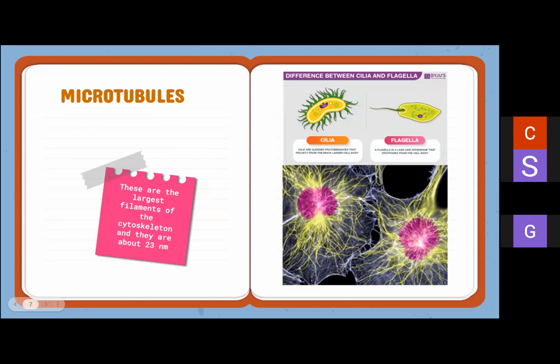Finally, the last type of fiber found in the cytoskeleton is microtubules. Microtubules are the largest filaments in the cytoskeleton and are mainly used for cell movement. Other functions of microtubules include intracellular trafficking and mitosis. They are composed of one protein called tubulin. This protein forms hollow cylindrical structures.